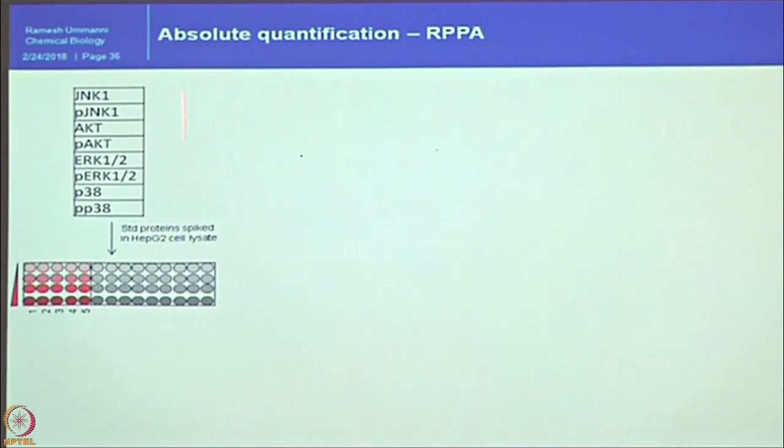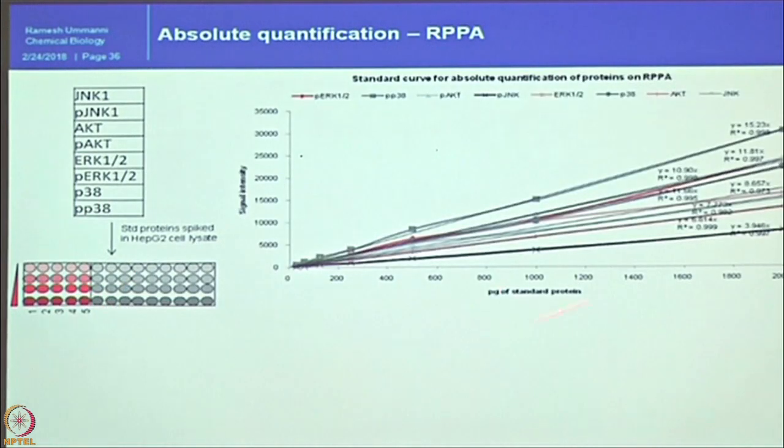So what we did is, we expressed and purified the targets of interest, in this case JNK, AKT, ERK and P38, and in vitro phosphorylated them for protein modifications using the specific kinases. And those phosphorylated proteins we spotted in a concentration dependent manner, and then later on we did the assays.